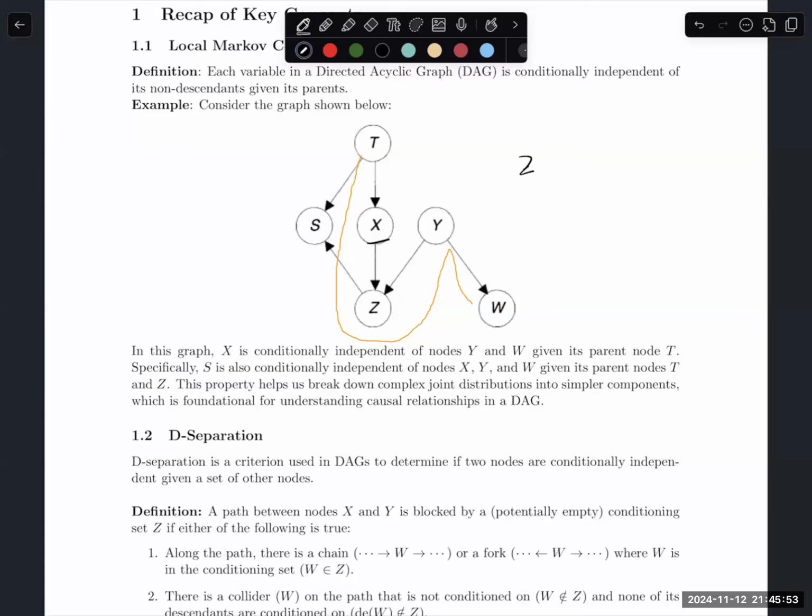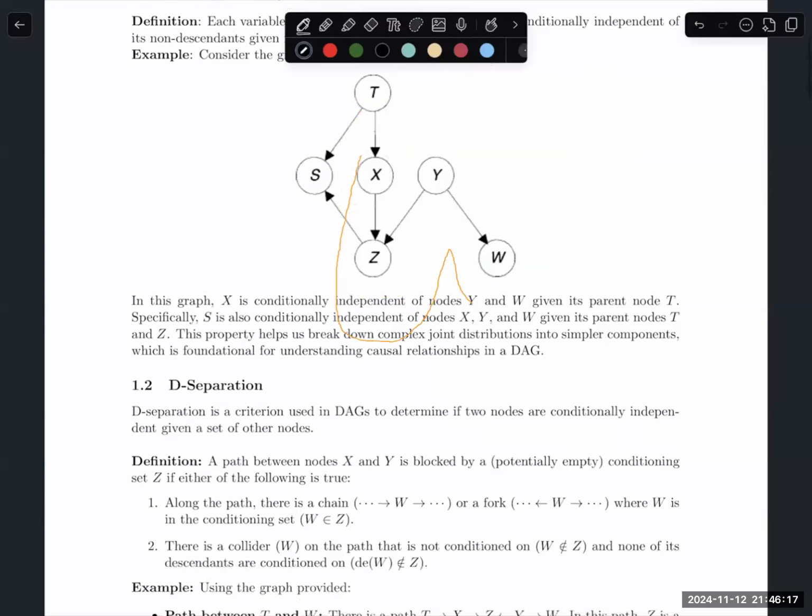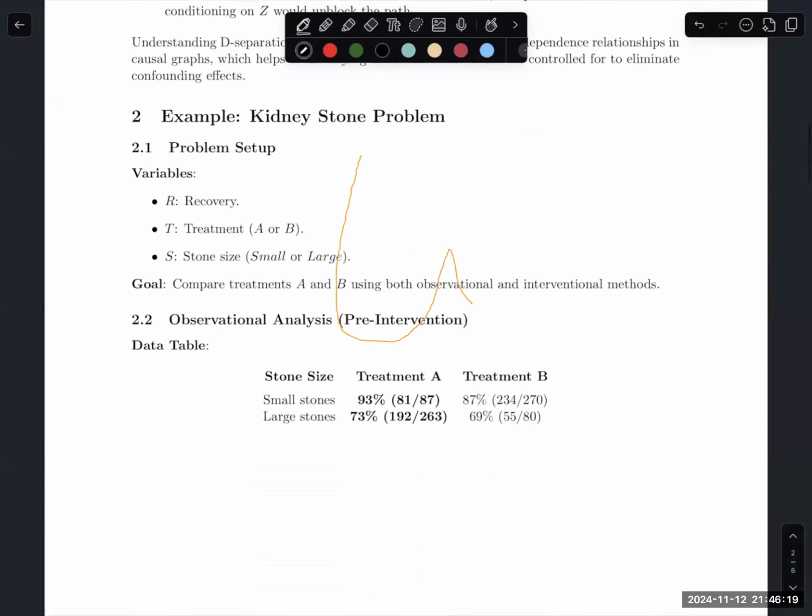Oh, yes, if we have the conditioning set which is Z and X, this will be conditionally independent again, since this path is blocked by this one. This is a chain. Yes, great. Also, you have explained this, right? All right, great. Thank you. So let's continue with the example.